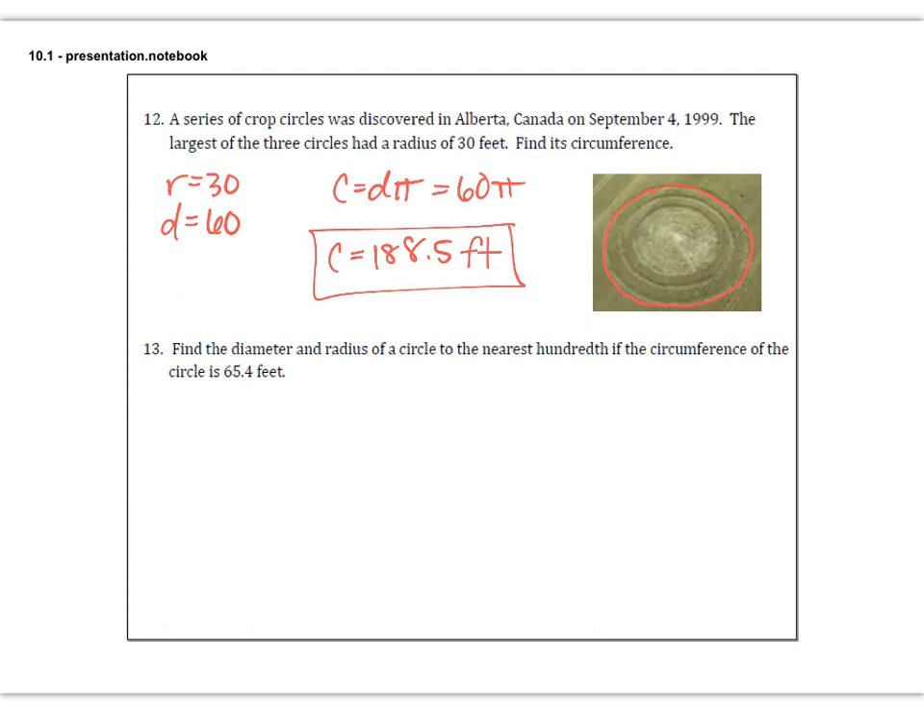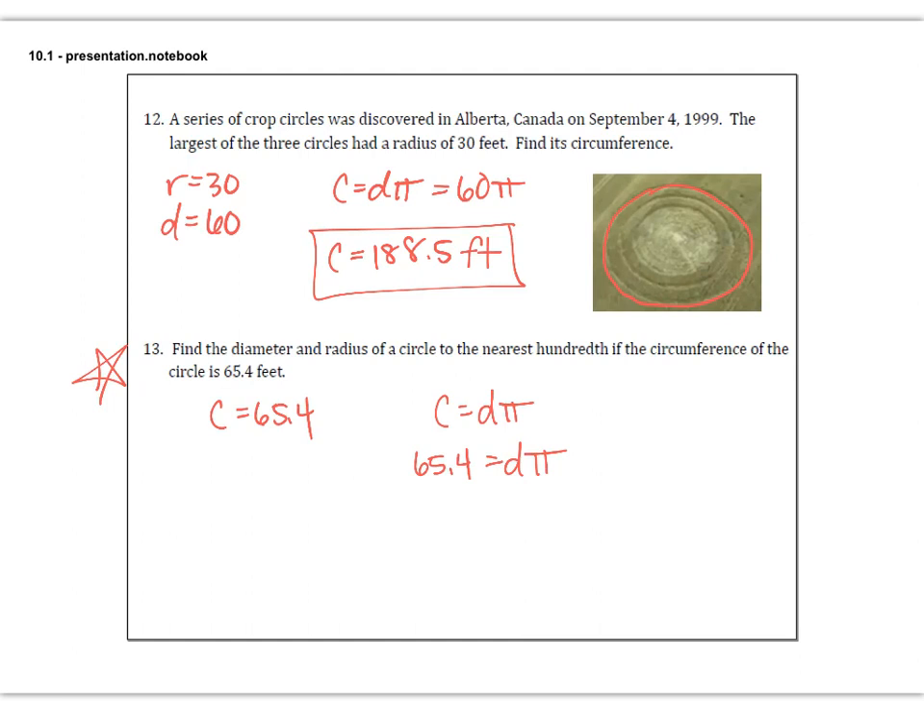Find the diameter and the radius of a circle to the nearest hundredth if the circumference is 65.4 feet. This is a good one. You want to know how to work backwards on these. The circumference is 65.4. That's what they're giving us. Remember, circumference is diameter times pi. Where do you plug the 65.4 in? For the c. So you're going to go 65.4 equals diameter times pi.